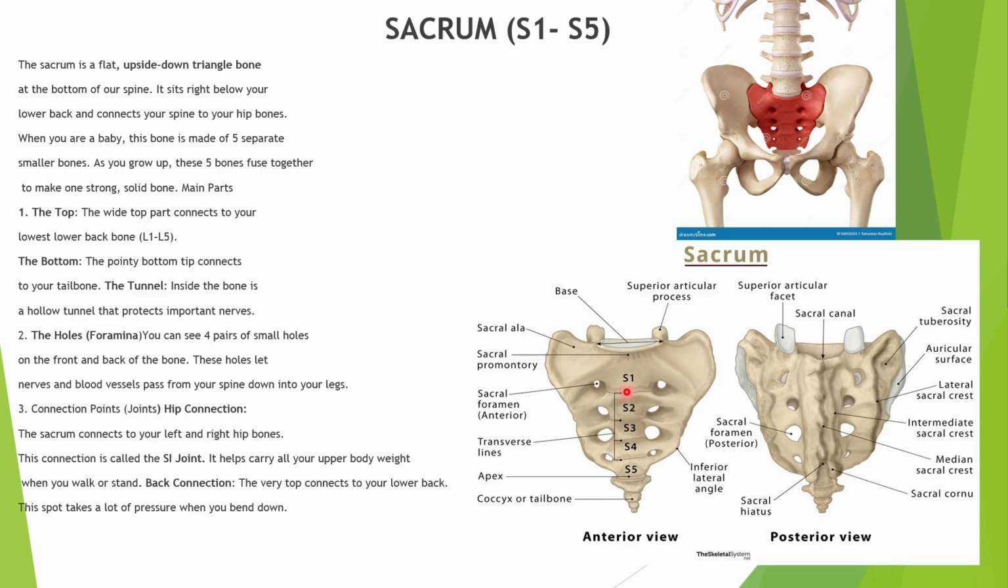Okay, so there are 4 pairs of holes you can see here in the front and the back of the bone, and these holes let nerves and blood vessels pass from the spine down to the legs. Okay, so it's simple. So here is the base, this is the sacral ala, this is the sacral foramen, transverse lines, this is the apex, and this is the coccyx, the last bone, the tailbone.